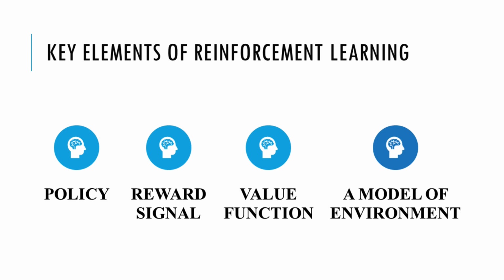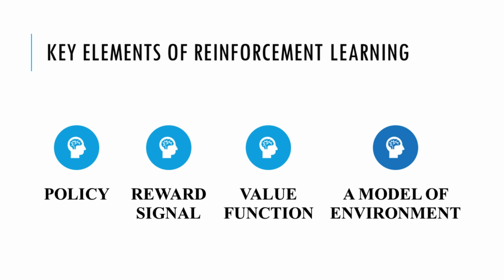Policy. A policy defines the learning agent's way of behaving at a given time. In reinforcement learning, RL, a policy is a set of rules that determines the actions that an agent should take in a given state. The policy maps the current state of the environment to a probability distribution over actions. The goal of the RL agent is to learn the optimal policy that maximizes the expected cumulative reward over time. It corresponds to what in psychology would be called a set of stimulus-response rules or associations.